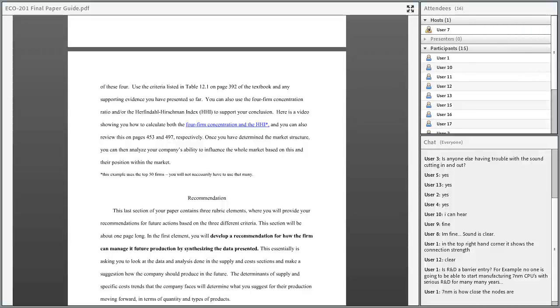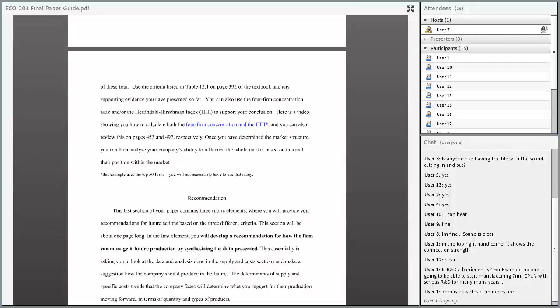The second part of the recommendation is how can the firm influence the market, the industry. So the second part of the recommendation is mostly based on the research you've done about the market share, the barriers, and the structure the firm operates in.